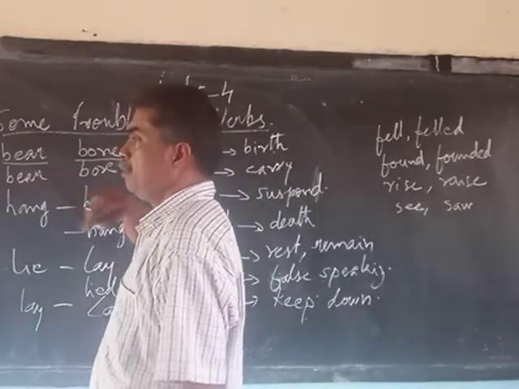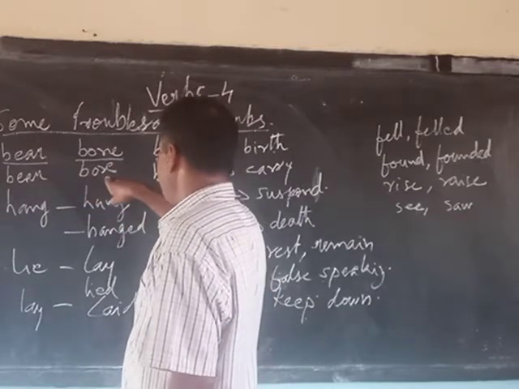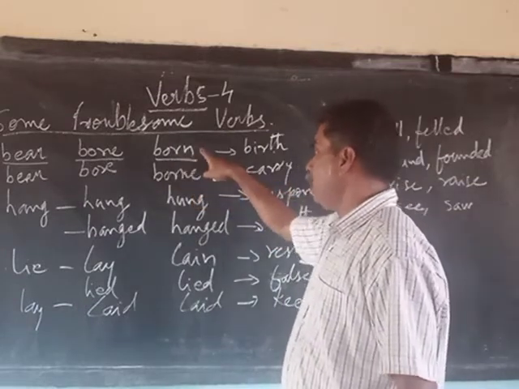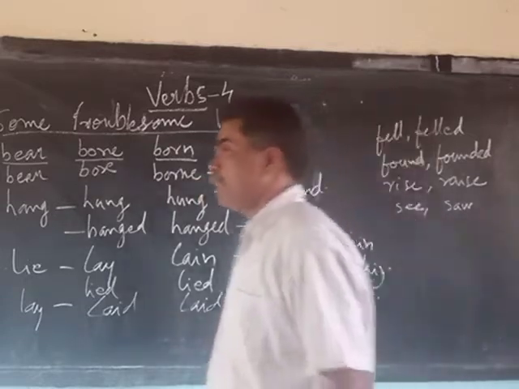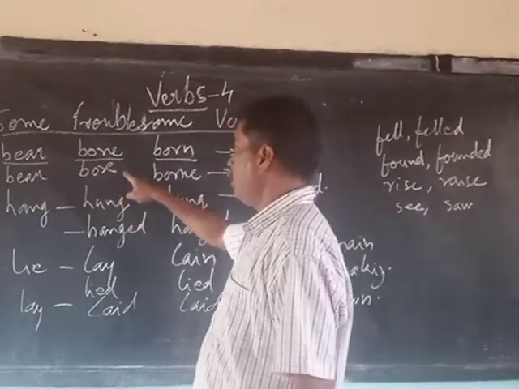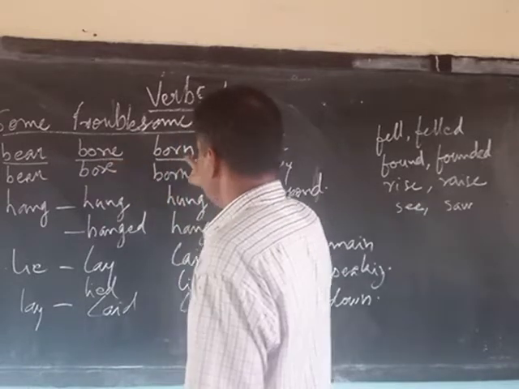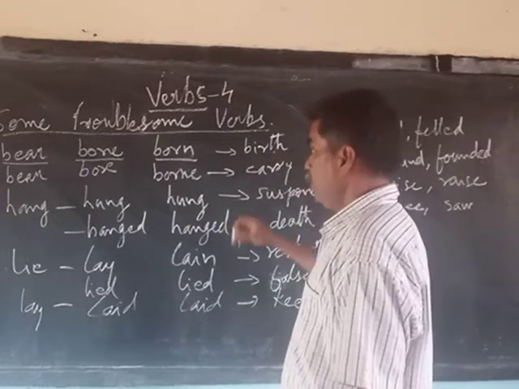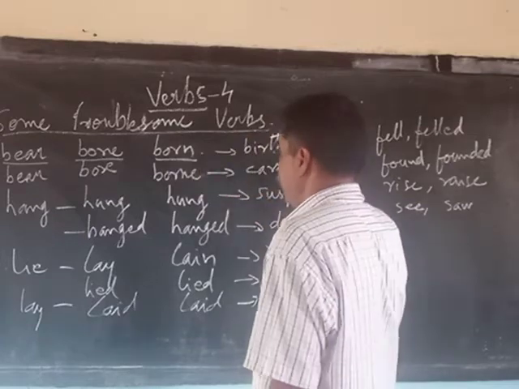Now you have to bear with, carry, adjust with. Bear, same spelling, bore, same spelling, but borne, B-O-R-N-E. Here it is B-O-R-N, here it is B-O-R-N-E. Borne is related to carrying something. So that is where we use this particular word. Present form is the same, past form is the same, but the past participle is different and the meaning also is different. B-O-R-N, born, is related to birth; B-O-R-N-E, borne, is related to carry.